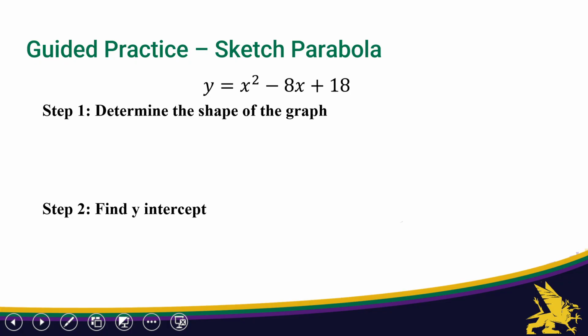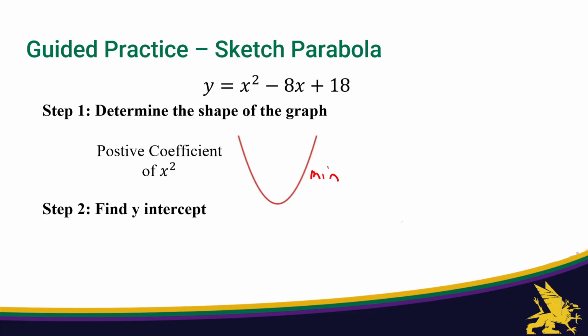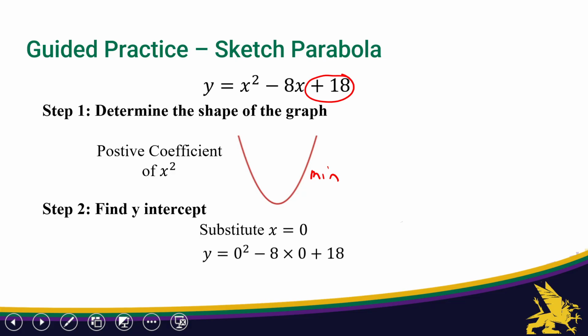Okay. Last question. If I've got y equals x squared minus 8x plus 18, the first thing that I'm going to do here is determine the shape. The shape, x squared is positive, which means it's going to be a minimum. If I'm finding the y-intercept, it is 18. I can double check that by substituting x as 0.